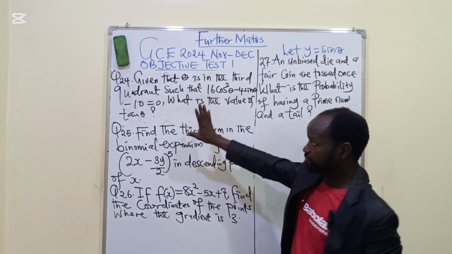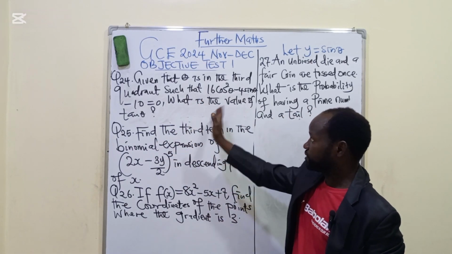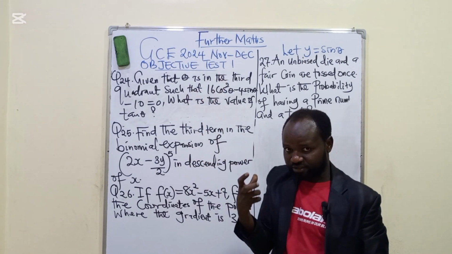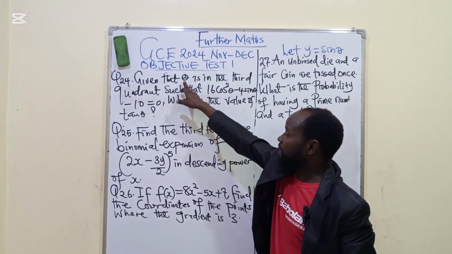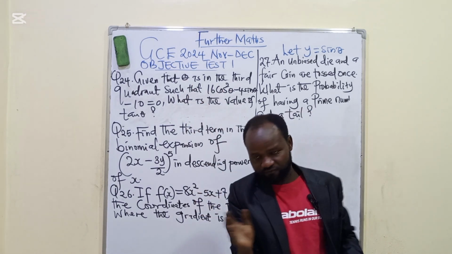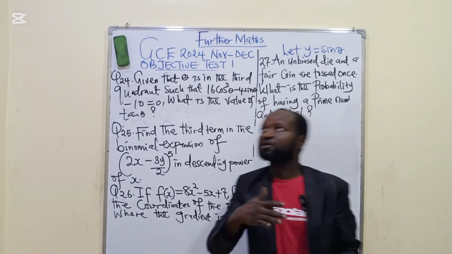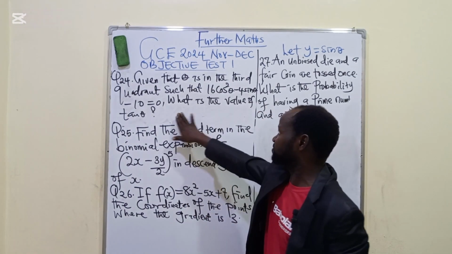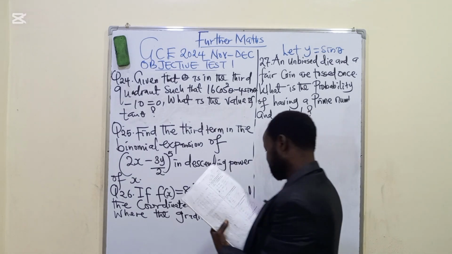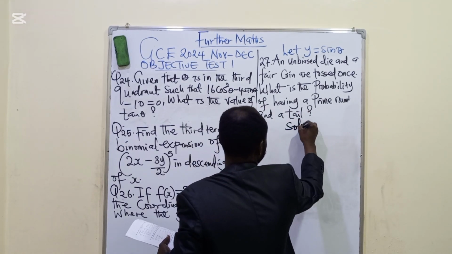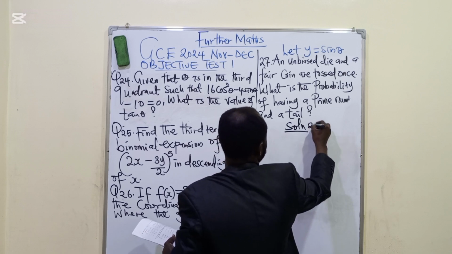This is from trigonometric ratios. Theta is in the third quadrant. There's a restriction on the angle theta. So we have to look at the behaviors of angles in the first quadrant, second quadrant, third quadrant, and fourth quadrant. Very important as far as this question is concerned. Let's write down the solution and see what we can do. That is the solution to 24.